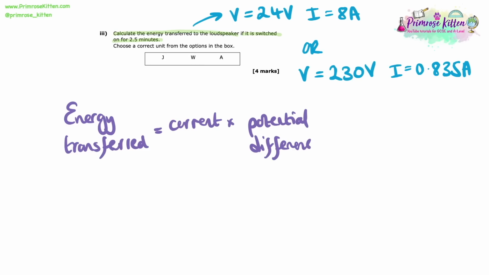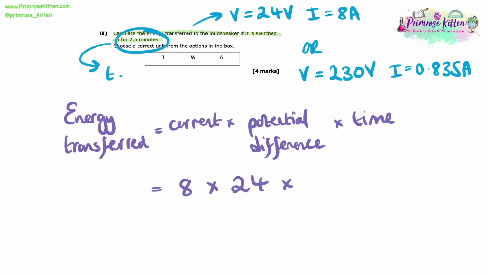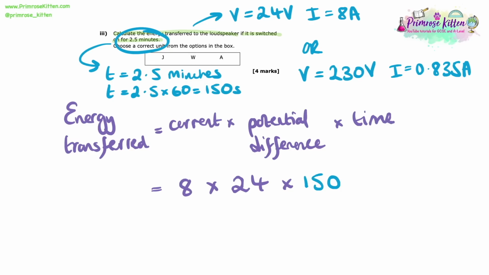So the equation we need to use here to get the energy transferred is energy transferred equals current times potential difference times time. And the reason why that's important is because we know time, we know current, and we know potential difference. So here we've got 8 for the current times 24 for the potential difference, and then we have a time of 2.5 minutes. However, remember in physics, we don't use minutes, we don't use hours, we need seconds in our equations. So we can convert minutes to seconds by multiplying 2.5 by 60, and that gives us 150 seconds.